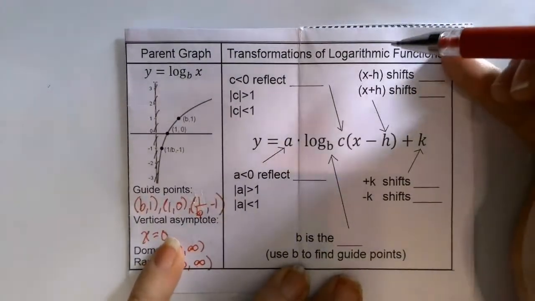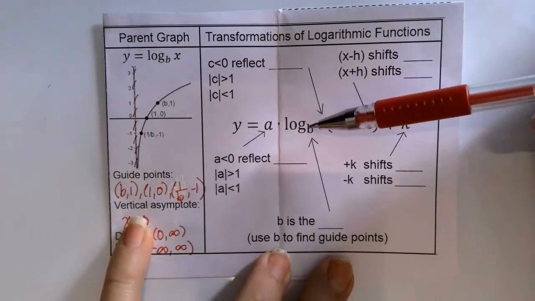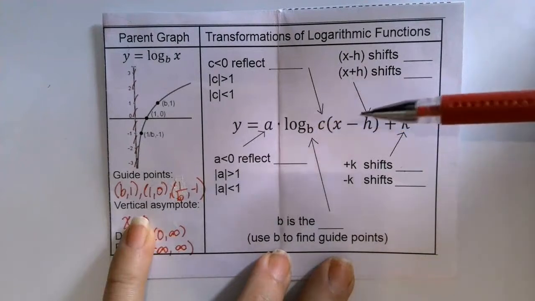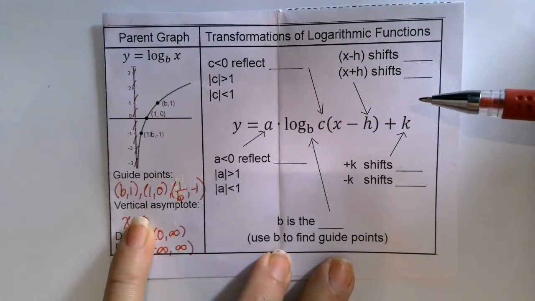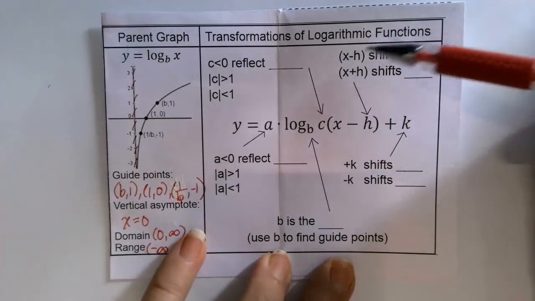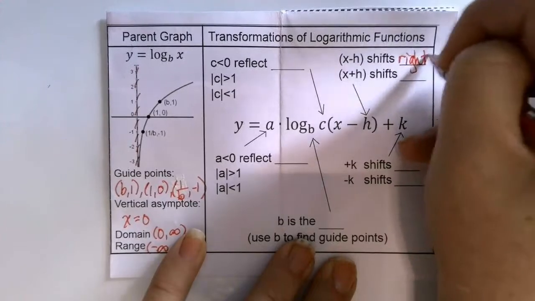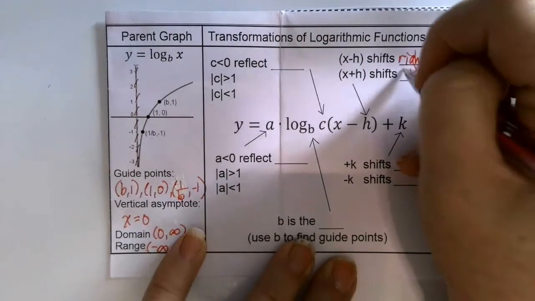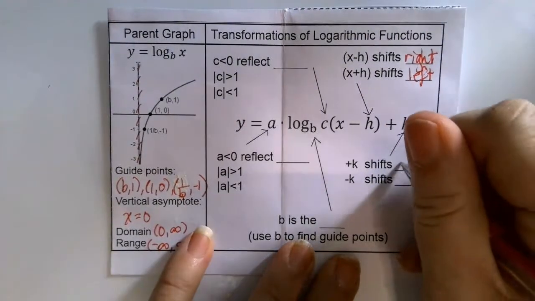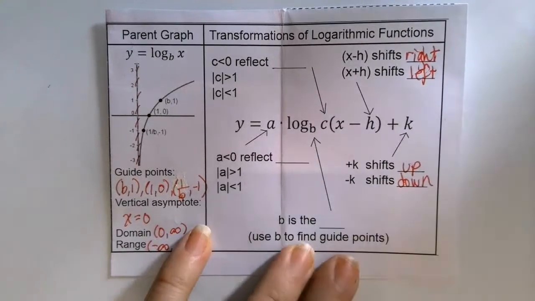Now for transformations of logarithmic functions, in transformation form, the a, the b, the c, the h, and the k each produce a different transformation on the function. The k and the h are the rigid transformations, so x minus h shifts the graph to the right h units. X plus h shifts the graph to the left h units. A positive k shifts the graph up k units, and a negative k shifts the graph down k units.